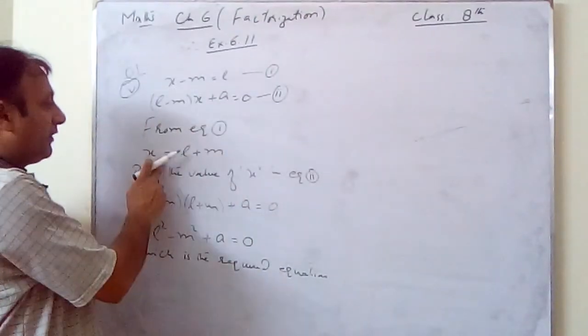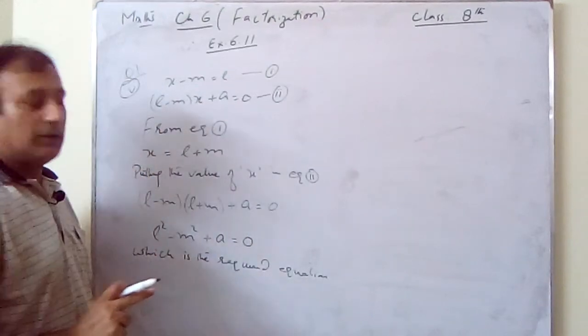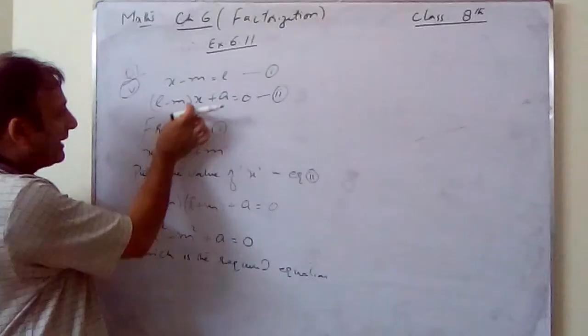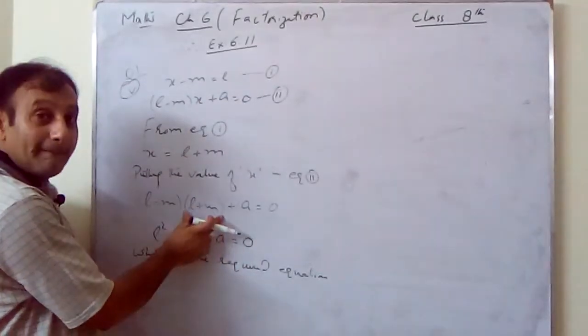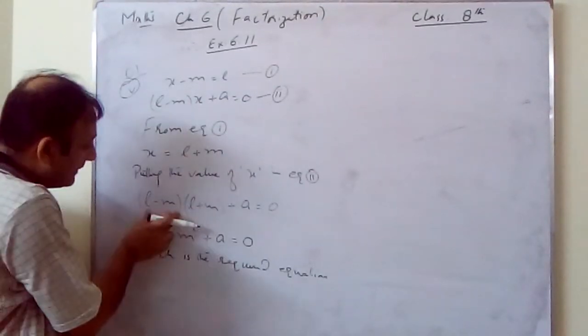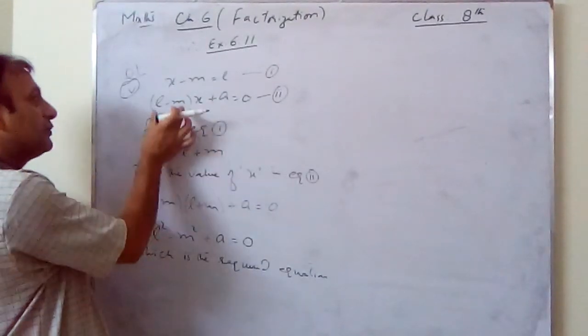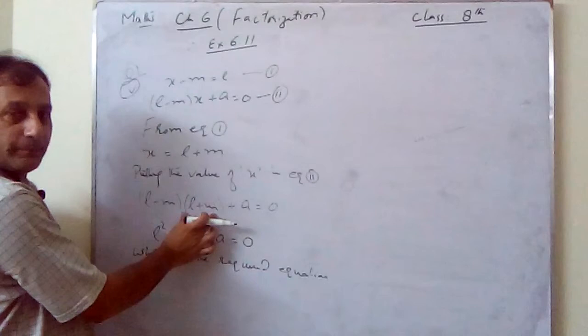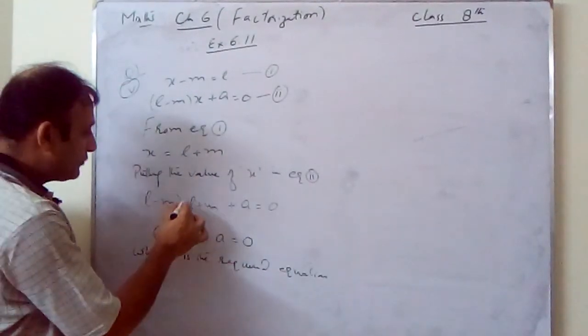We have taken the value from 1 and we have to put this value in equation number 2. L plus m, this is one value of x, complete. So we have to write this in brackets, because this complete value is multiplying with this. X पूरे का पूरा इससे multiply हो रहा है, so ये पूरी value इससे multiply होगी. If you don't put the bracket, it means that only L is multiplying with this. So we have to put this bracket here.